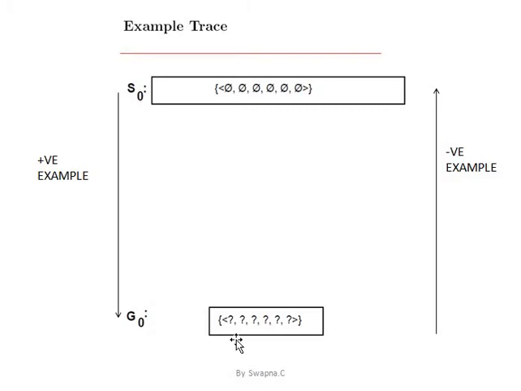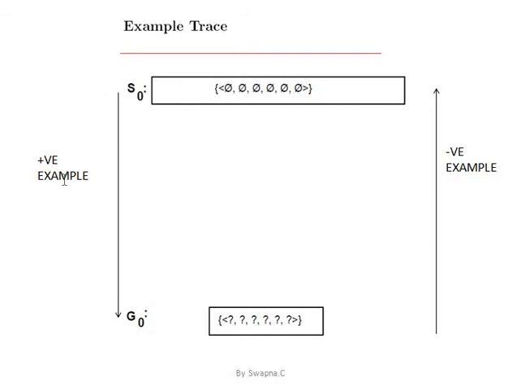G0 is the maximally general hypothesis. It contains all question marks as the attribute values. That means it accepts everything, whatever the possible value of the attribute in the training examples. That's why, with positive training examples, we won't change the maximally general hypothesis. How the values of S0 and G0 change, we represent with arrow marks.